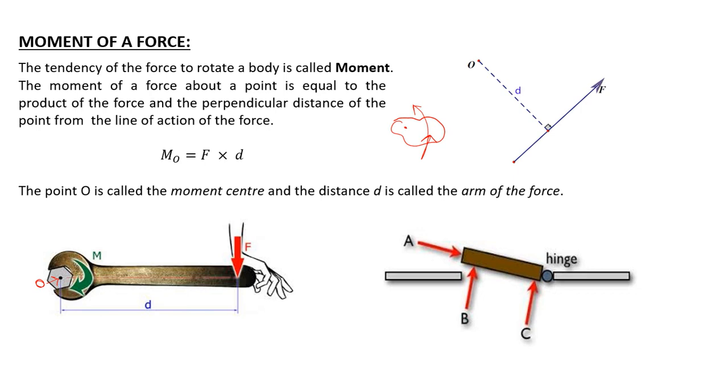Similarly, consider a door which is hinged at this end. When we apply a force in this direction, the door will start rotating about this hinge. So in both these examples, we are creating a moment which helps the body to rotate, and the direction of rotation will depend upon the direction of the force applied.